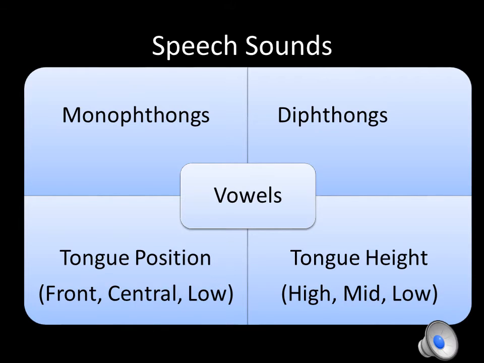Vowels are described by their tongue position and their tongue height. Tongue position means front, central, or back, and tongue height is high, mid, or low. Look at the chart at the top of page 45 to further understand vowels.